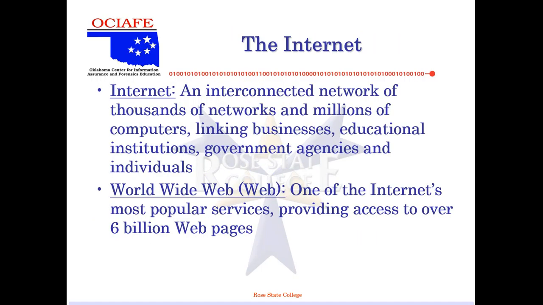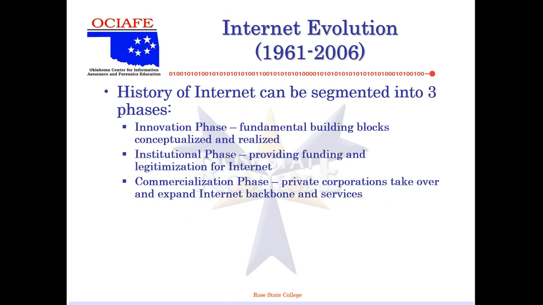What is the internet? Well, the internet is an interconnected network of thousands of networks and millions of computers linking businesses, educational institutions, government agencies, research institutions, and individuals. Well, what is the World Wide Web? Well, it's a service of the internet. Don't confuse the two. The WWW provides access to web pages. The internet is just the network itself.